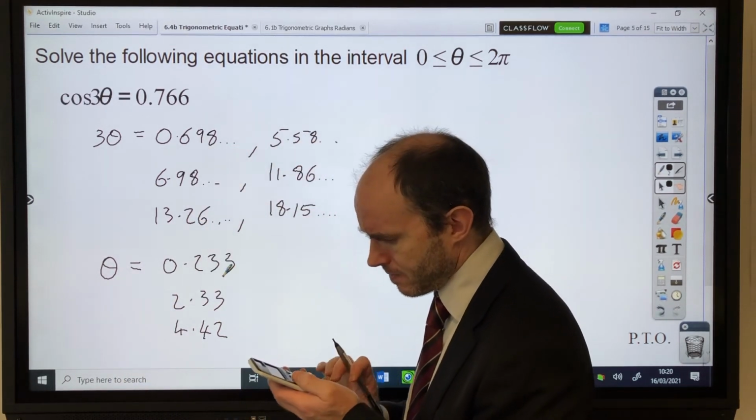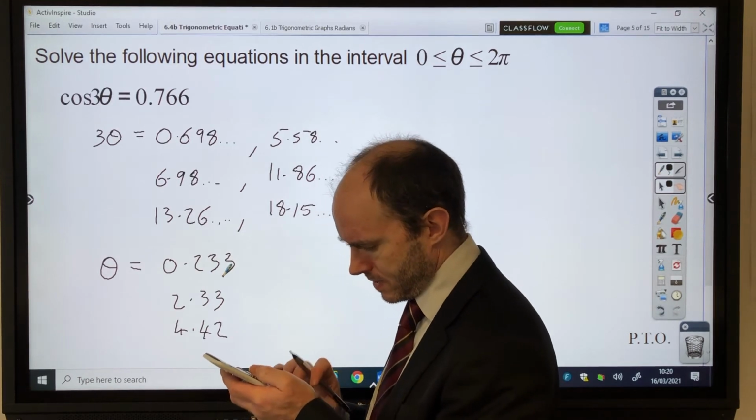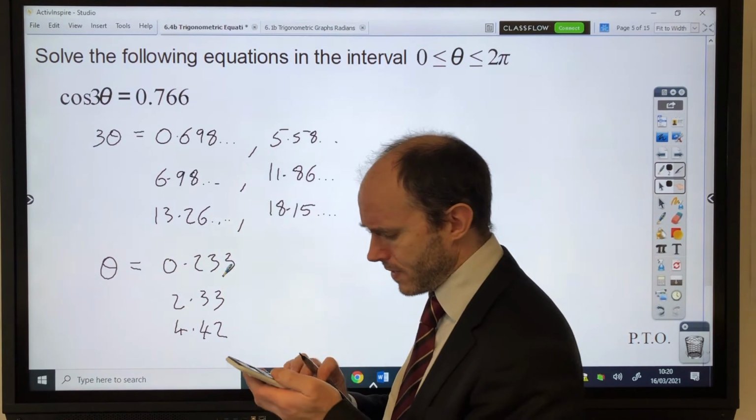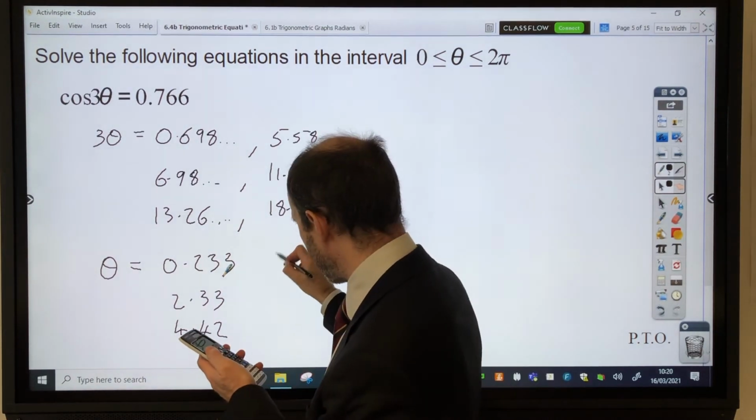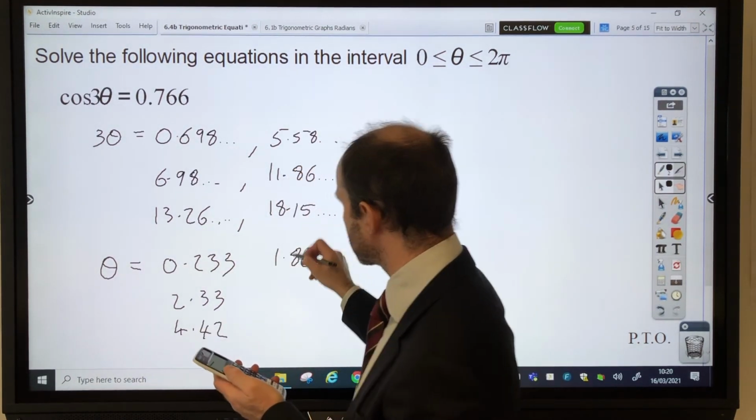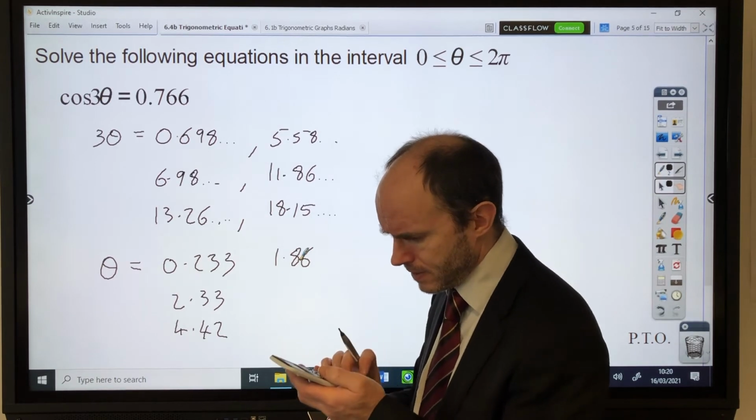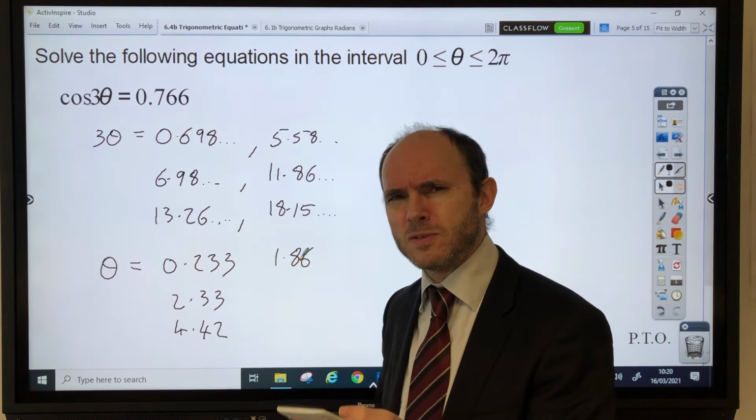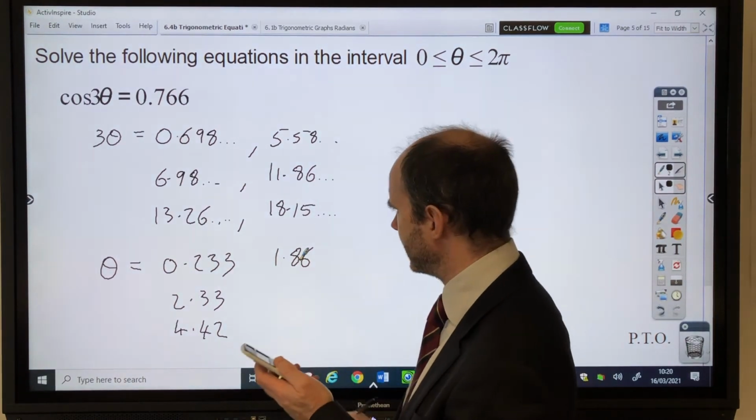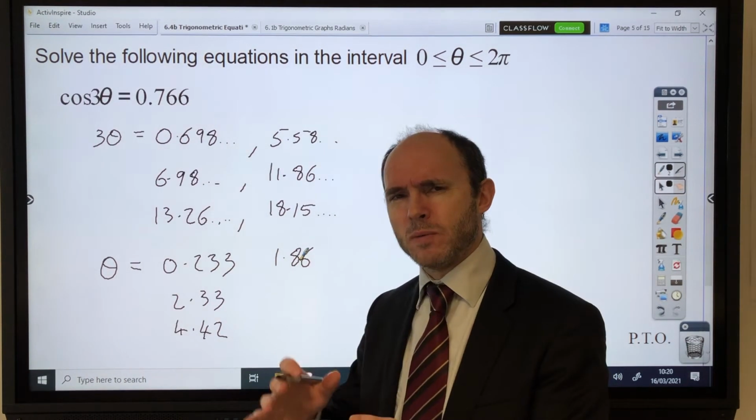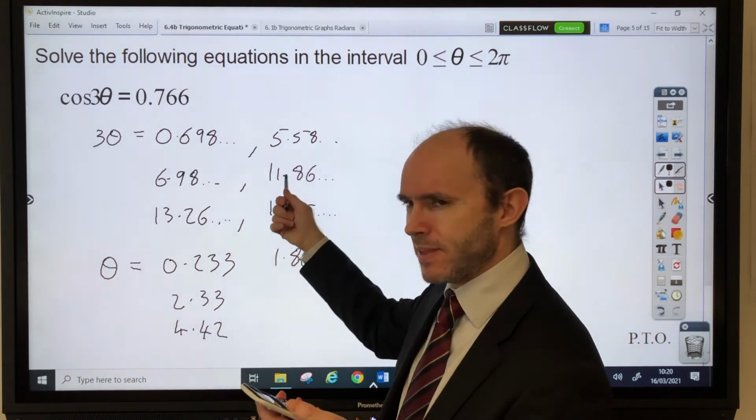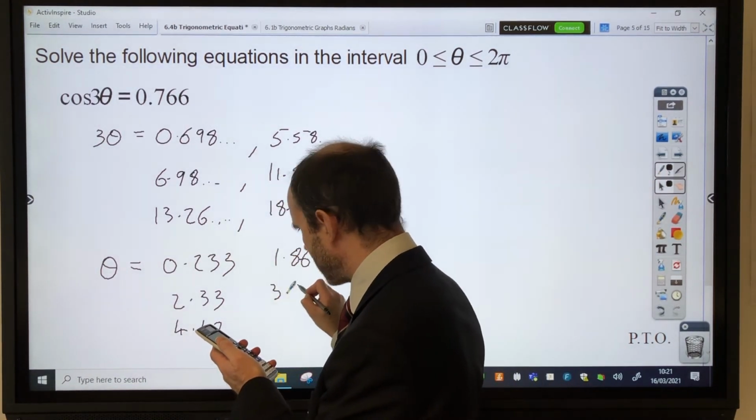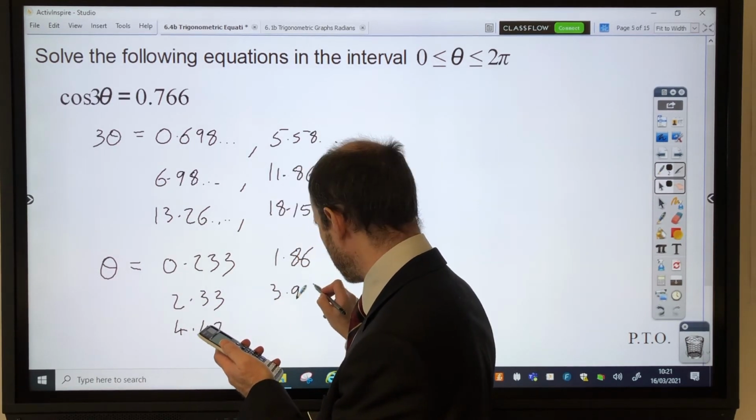Okay, next I'm just going to get that answer, 5.58, divide that by 3. Okay, so that's 1.86, and then this answer there. So I'm just quickly getting these. Once you've done this a long time, you can probably do it as quickly as I can. I won't talk you through exactly what I'm doing because it might just confuse. I'm just basically getting that answer again and dividing that by 3. So that's 3.96.